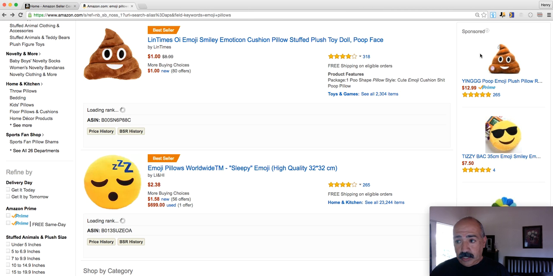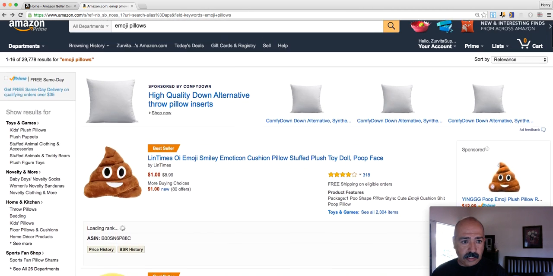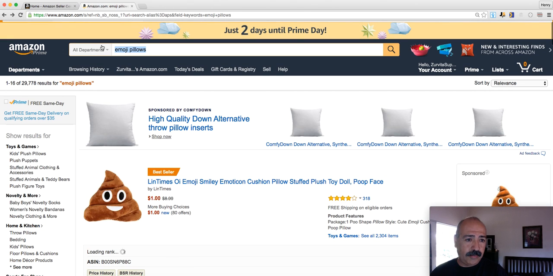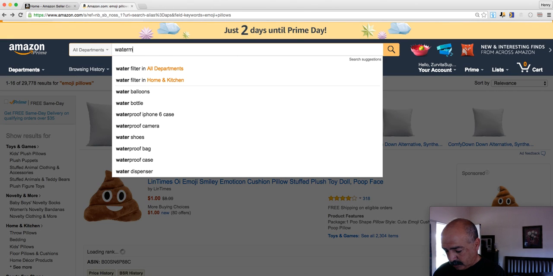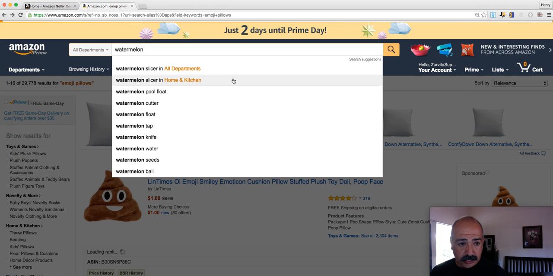And we're going to do a search for watermelon slicers. Okay. Let's see, watermelon slicer. Now, just so I'm showing this to you as I'm doing it, you just type in watermelon, and right here you can kind of see what other people are searching for. Okay, that may give you an idea of what to look for, such as a watermelon ball or a float or a cutter or a pool float.